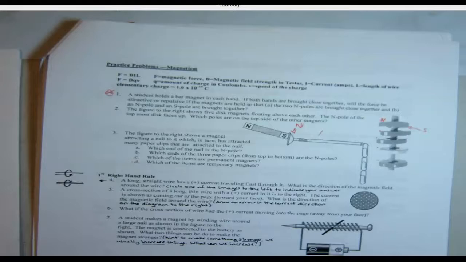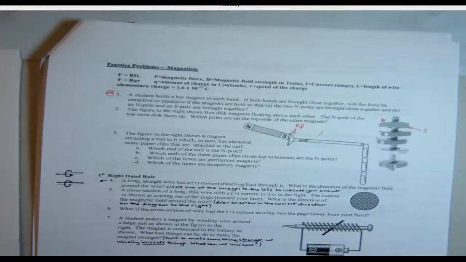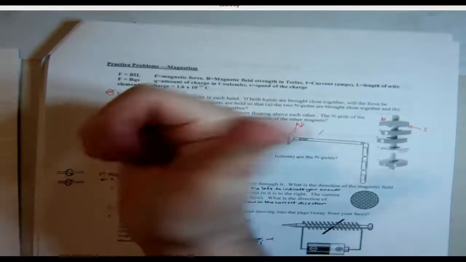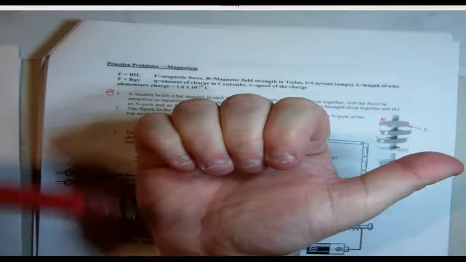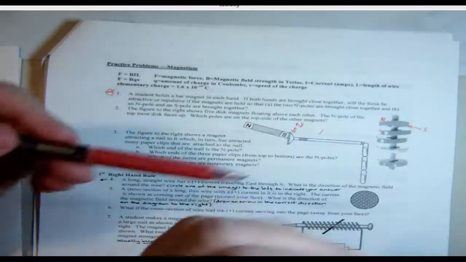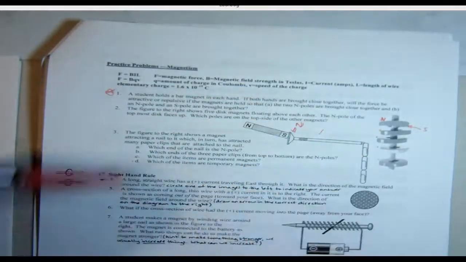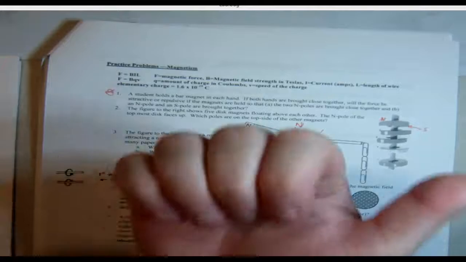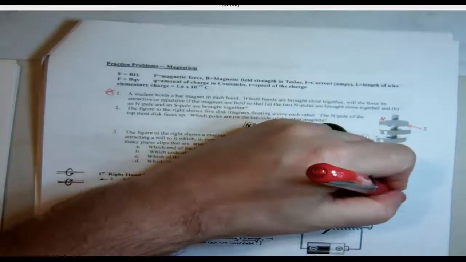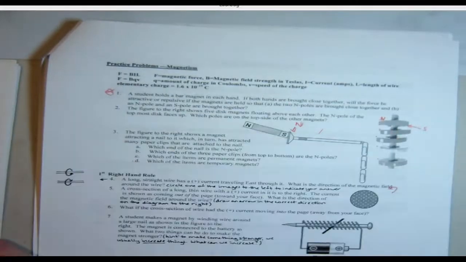A straight, right-hand rule number 4. A straight wire has a positive charge traveling east through it. What is the direction of the magnetic field? Well, right-hand rule is traveling east, right? So the direction would be, what is that? If we do this counterclockwise, right? Yeah, counterclockwise. So it would be something like that, counterclockwise.